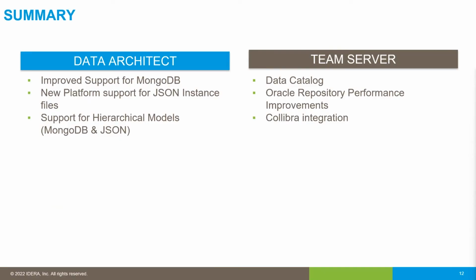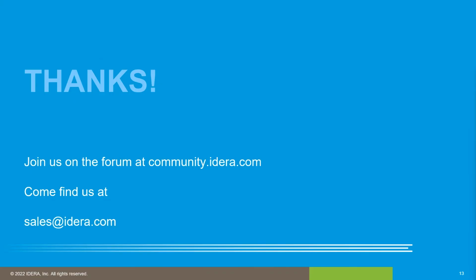So to summarize, in Data Architect, we provided brand new support for hierarchical models with new visualization capabilities. And within that group, we've provided improved support for MongoDB and brand new support for JSON files covering instance files and JSON schema. On the Team Server side of things, we've got our new and improved data catalog view, a business-friendly view of our data assets grouped into categories. We've improved the performance of Team Server with Oracle as a back-end database, and we've done a bunch of work around our Collibra integration. So that's what's new in ER/Studio 19.2.